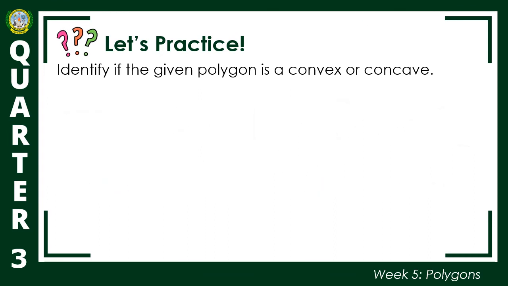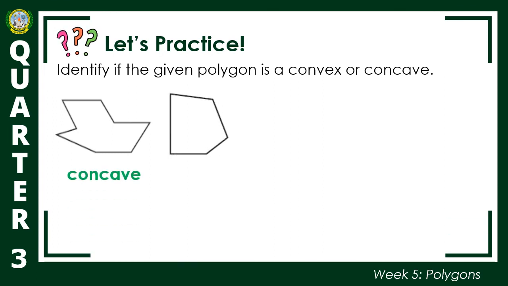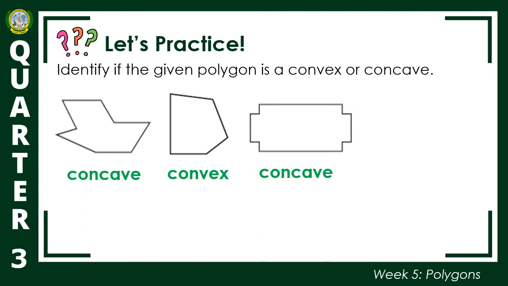Let's have another set. Fifth figure. Correct. This is a concave polygon. Sixth figure is correct. This is a convex polygon. How about the seventh figure? That's correct. This is a concave polygon. And the last figure, very good. This is also a concave polygon. And now you have learned the difference between concave and convex polygons.